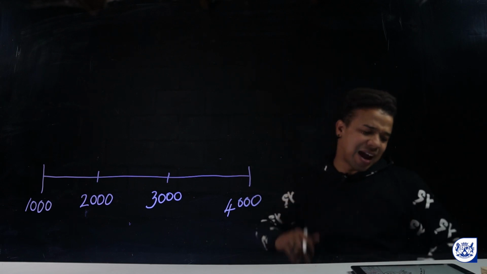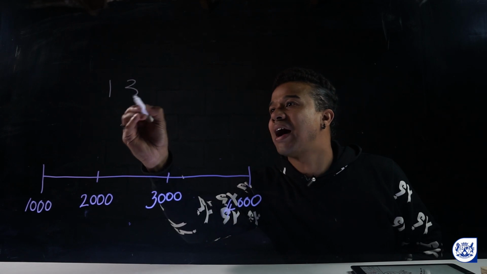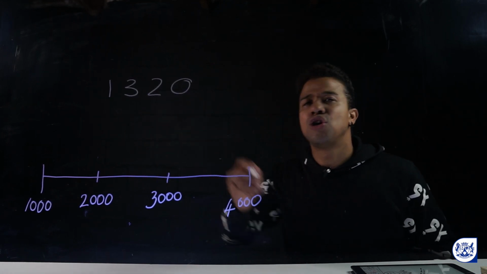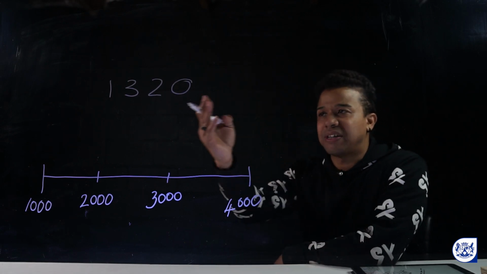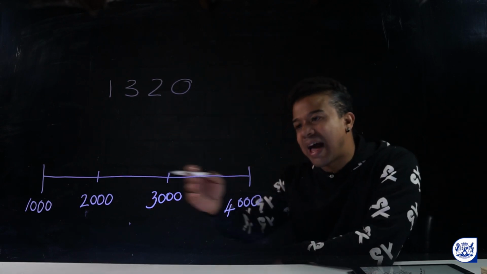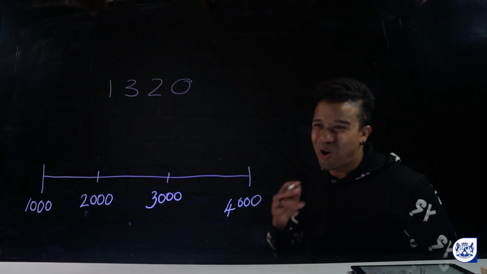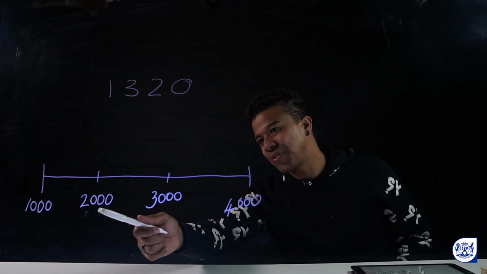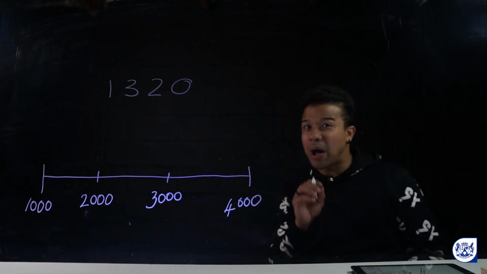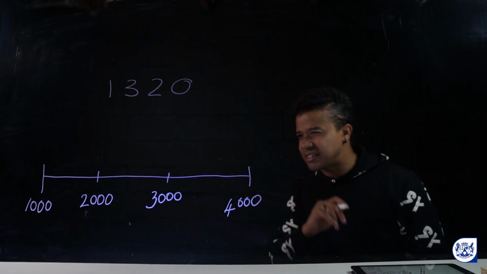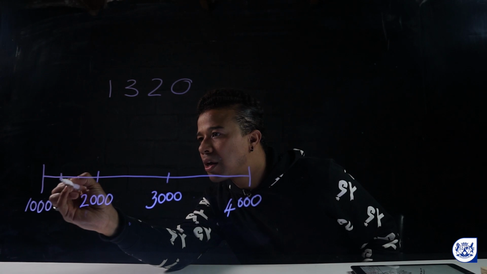So, let's round off the number 1320 to the nearest 1000. And like before, we're going to place our number on the number line in front of us, which has 4 multiples of 1000 on it. It's 1000, 2000, 3000, 4000. So let's place 1320 on this number line. I'd say it lays somewhere over here.